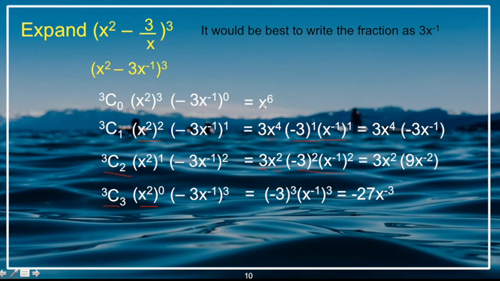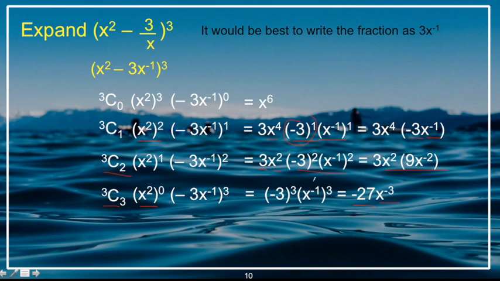Okay, so now let's simplify this further. So let's go to the second term, 3x to the power of 4. This is negative 3, okay? And then x to the power of negative 1 to the power of 1 is x to the negative 1. All right, and then let's simplify this. Negative 3 squared is 9, because it is negative 3 times negative 3, so that's positive 9. Then x to the power of negative 2. All right. And the last one is negative 3 cubed, which is negative 3 times negative 3 times negative 3, giving us negative 27. And then x to the power of negative 3.